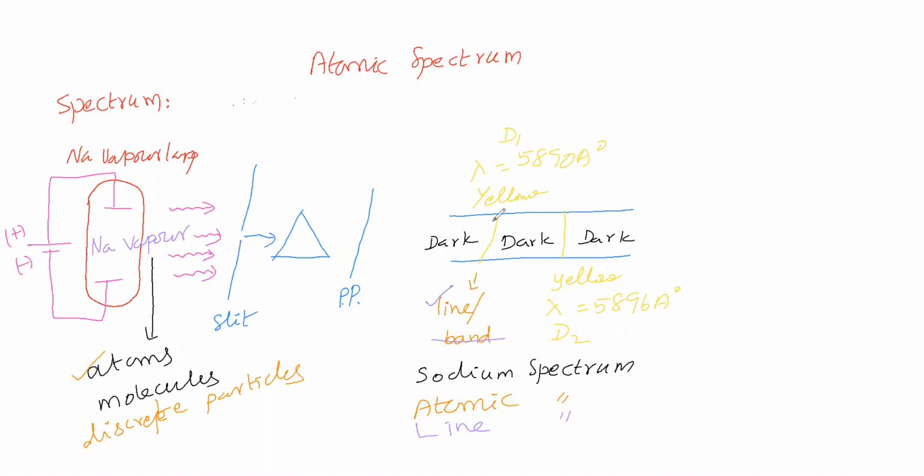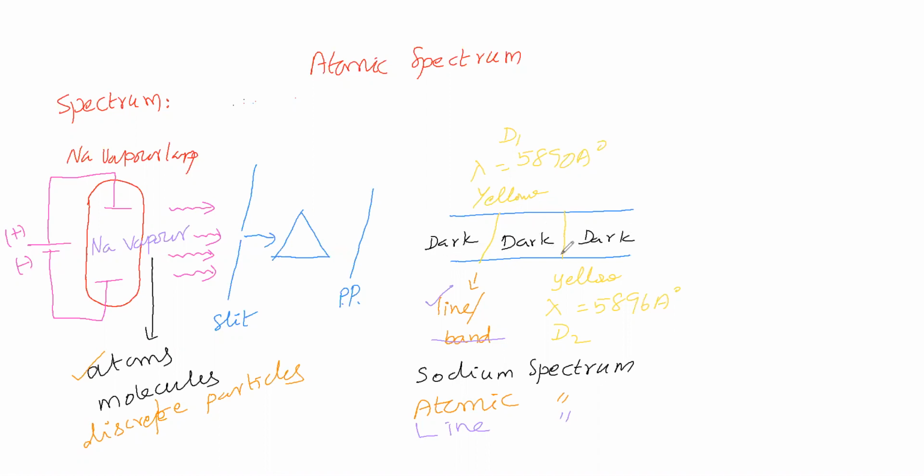Next, this line present here, this yellow color, shall we say it is bright or dark? You know that it is bright. The rest of the place in the spectrum is appearing dark.